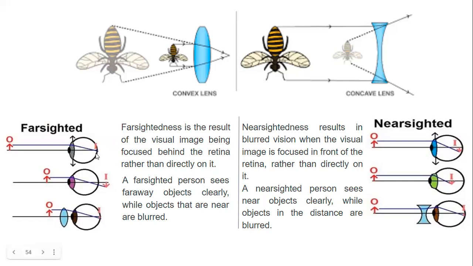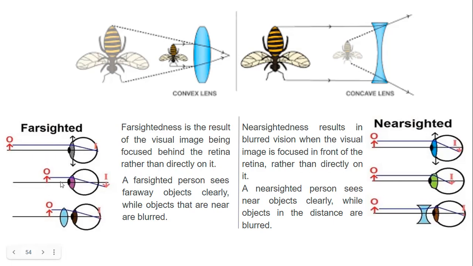Okay, we all know that if you see any object, the image of that object is formed at the retina of your eye, the back side of the eye. But in the case of far-sighted people, what happens? They can see far objects clearly. A far-sighted person sees far away objects clearly, while objects that are near are blurred. As you can see in this picture, this is a representation of a far-sighted person. The person can see a distant object clearly because the image is forming exactly at the retina.